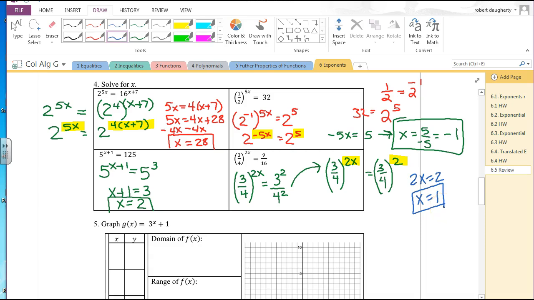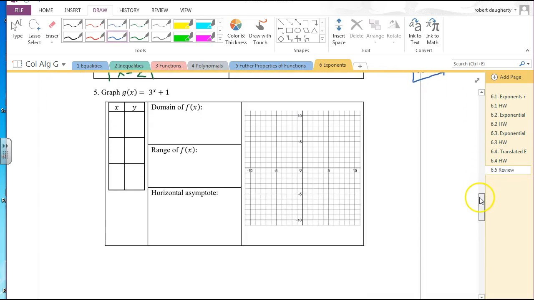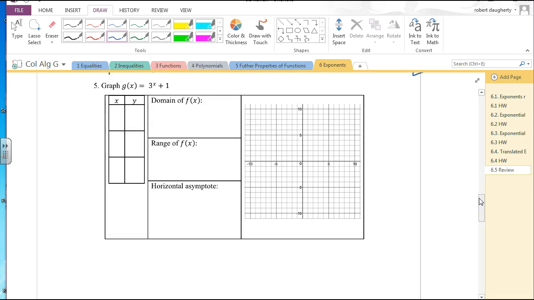So again, with these power equations, the big key is getting the same number on both sides of the equation raised to a variable or an expression. Once you do that, then you can set the exponents equal to each other.